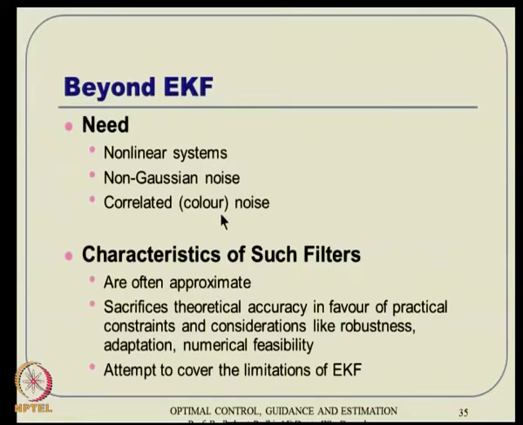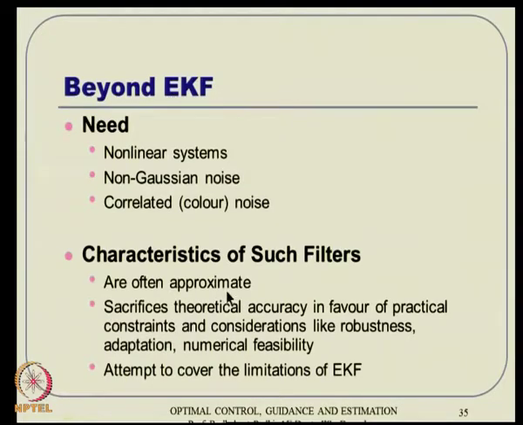We assumed white noise, which gave a lot of zeros in the derivation and made the derivation a lot simpler, but that does not mean it is close to reality. So with correlated colored noise, what then? These issues will start popping up. The characteristics of these advanced filters are something like this: they are often approximate, not very good in some sense. They sacrifice theoretical accuracy in favor of practical constraints.